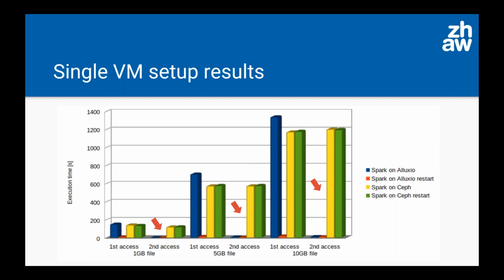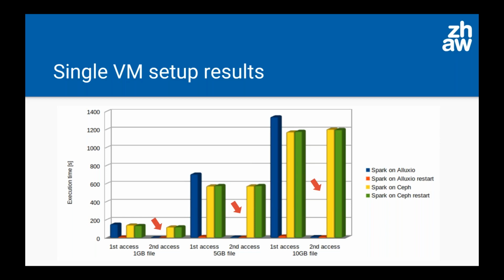And so that means that when you restart the application a second time, the execution time of our application was drastically reduced. The second aspect we show is also in the same run of the application, when you access the same file a second time. So first access compared to second access, everything that runs on Alluxio has an incredible advantage in terms of execution time.